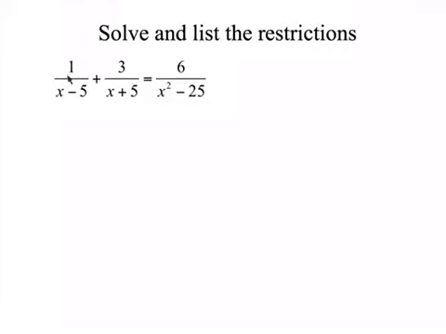In order to solve this and list the restrictions when we're done to make sure our answers work, what we want to do to solve this is multiply each piece by something to try to get rid of these fractions. So I can multiply by x minus 5, I can multiply by x plus 5, or I can multiply by this.